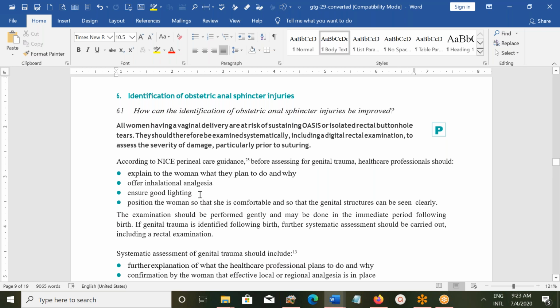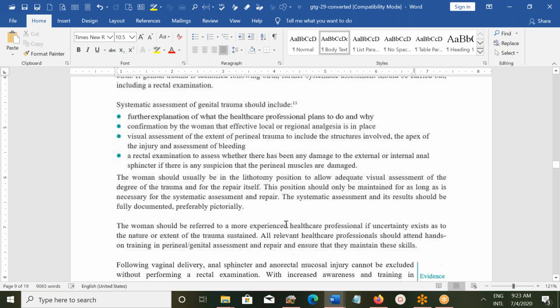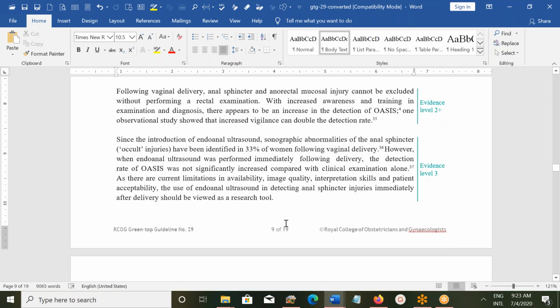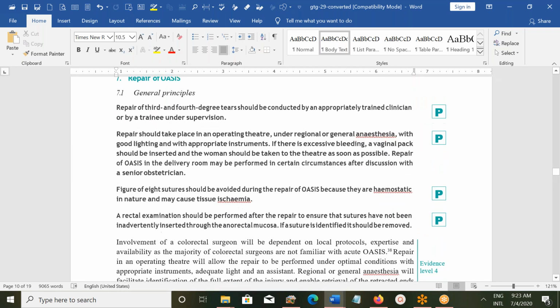Ensure that good light is coming from behind you and position the woman so that she is comfortable and so that the genital structures can be seen clearly without causing any undue stress. It should be done gently and it may be done in the immediate period following the childbirth. If the trauma is identified following the birth, then a further systematic approach should be carried out. Like we have said, we should explain what we are doing and what the benefit is, and all of these things. Okay, and then you have to see everything clearly, and there should be good light.